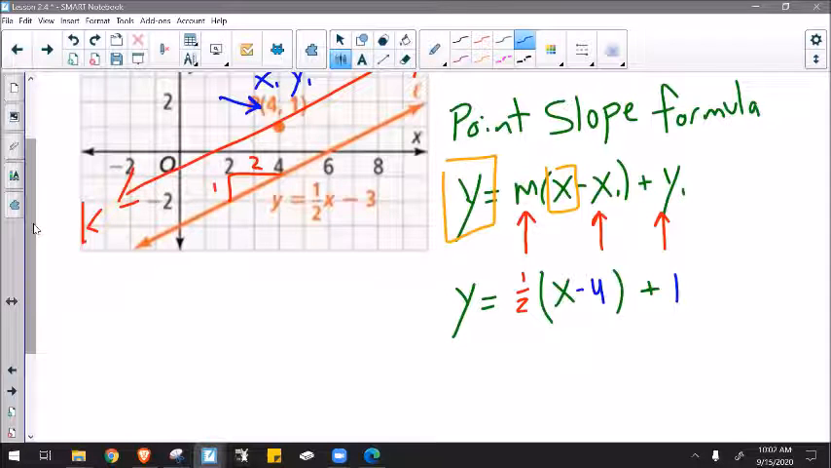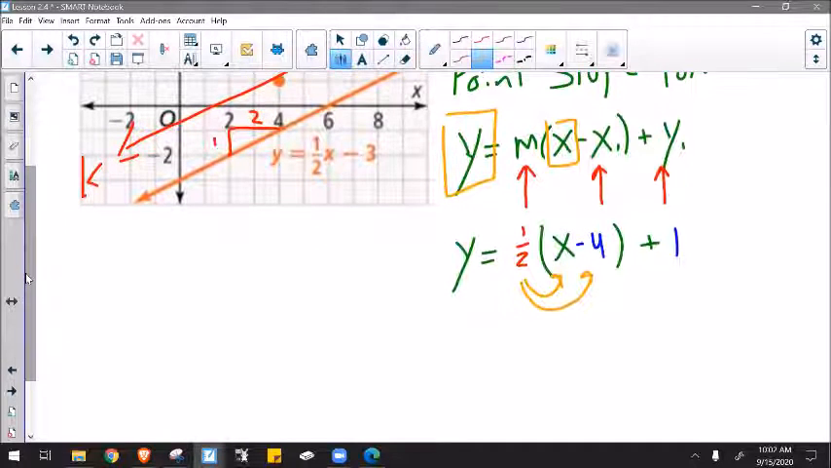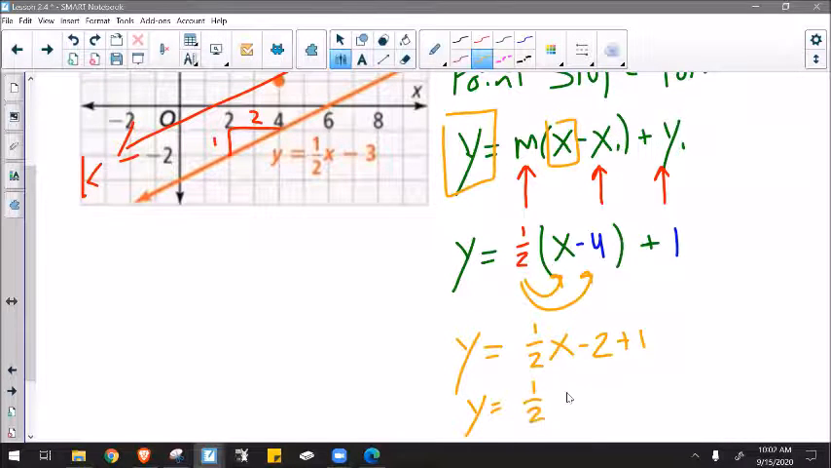If you want to, you could distribute this in. I know you guys like the y equals mx plus b formula. So if you wanted to go from point slope to y equals mx plus b, this would be 1/2 x minus 2 plus 1, which simplifies down to y equals 1/2 x minus 1. So this one down here is your slope intercept form, your y equals mx plus b.